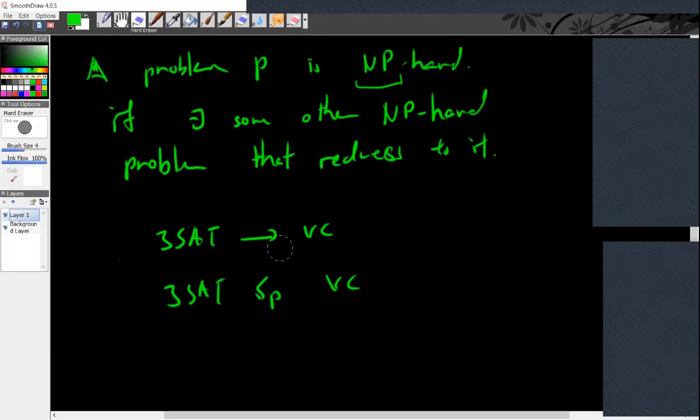If I only want to show that Vertex Cover is difficult, and I'm allowed to assume that 3SAT is a hard problem, an NP hard problem, I do this reduction. This reduction tells me, therefore, Vertex Cover is NP hard. So hopefully this is not a new concept.